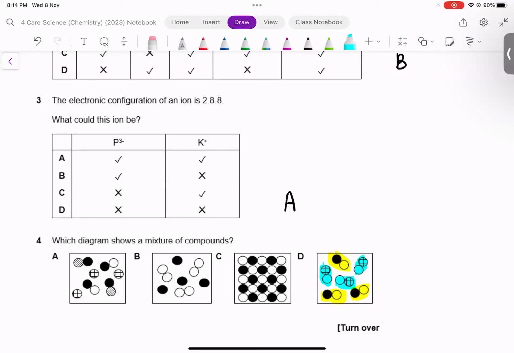So what you notice is that the compound highlighted in yellow and the compound highlighted in blue, they are not joined. Therefore, we know this is a mixture ultimately, because the two compounds are not chemically combined together in a fixed ratio. So D is a mixture because the two compounds are not chemically combined together in a fixed ratio. Okay, and that was question 4. So we've completed the first page of questions.